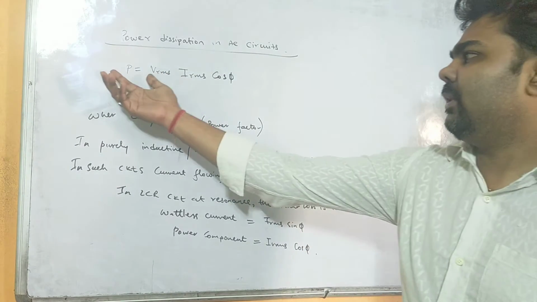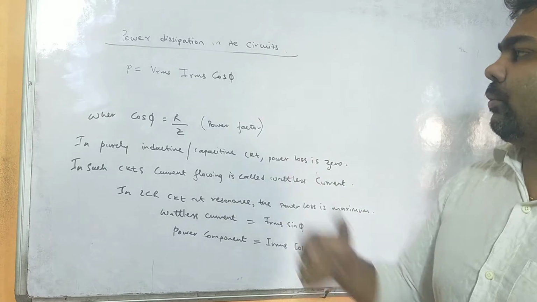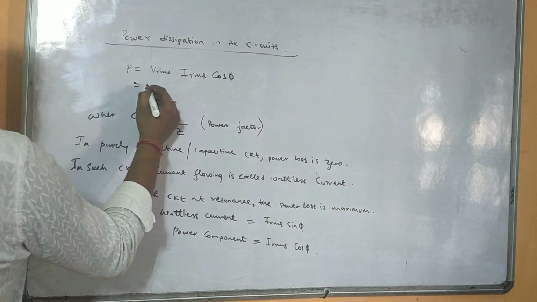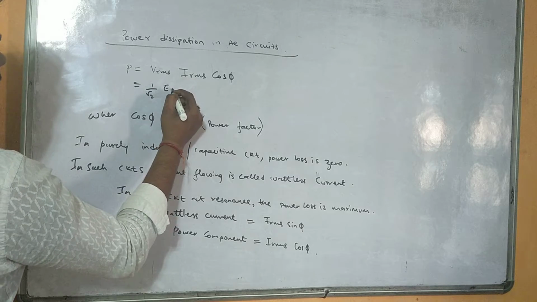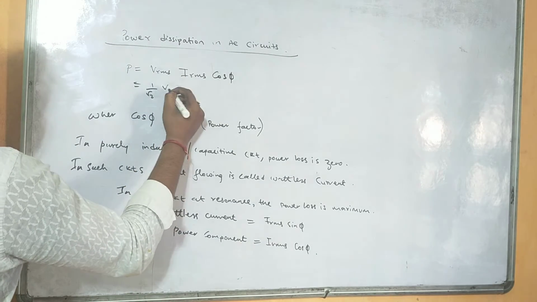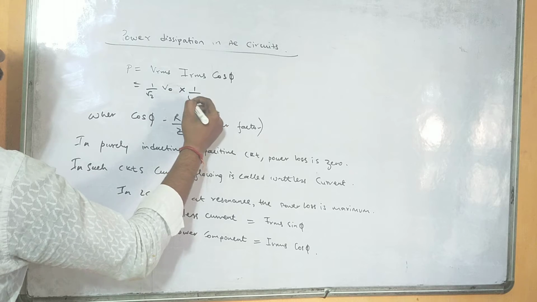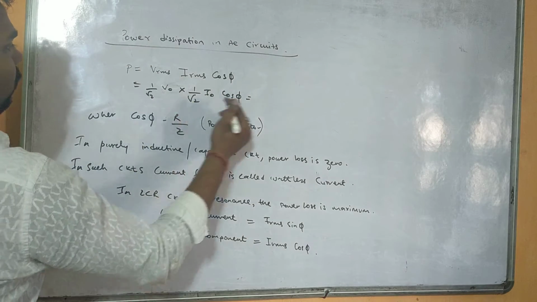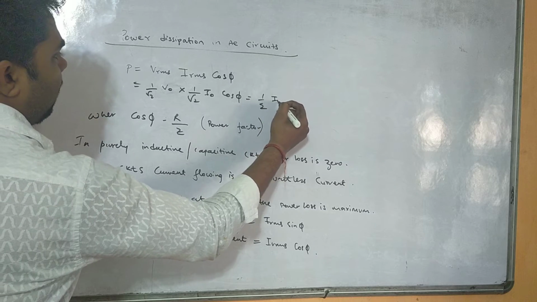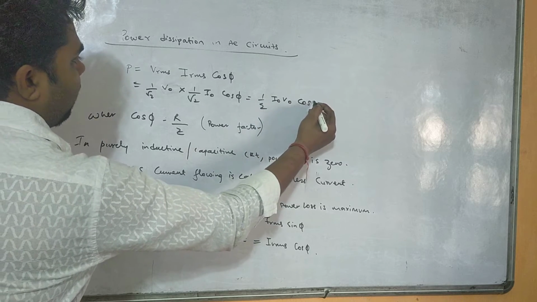So you see, it's given as P equals Vrms Irms cos phi. This can also be written with Vrms equal to 1 by root 2 V naught, and Irms equal to 1 by root 2 I naught, cos phi, or root 2 into root 2, that is half, I naught V naught cos phi.